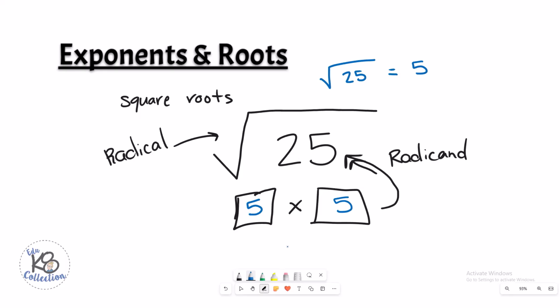But there is actually another answer. Remember our properties of negative. A negative number being multiplied by a negative number is positive. So negative 5 times negative 5 is also 25, which means that because I am multiplying the same number by itself, negative 5 is also a square root of 25. So there can be multiple answers.